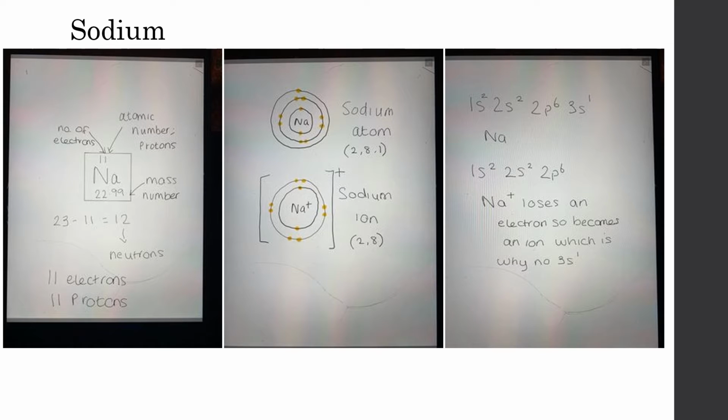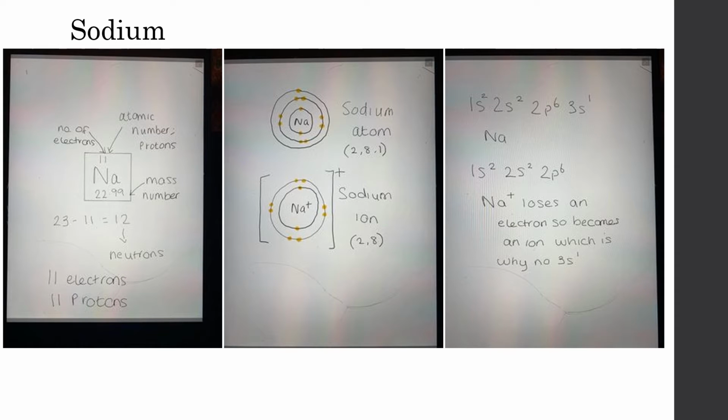Okay, so the first one we're going to have a look at is sodium. As you can see in the box I've drawn on the left, the element is Na. The number above is the atomic number. That's also the number of protons and the number of electrons. The number below is the mass number. As you can see, it's 22.99, but I've rounded it up below.